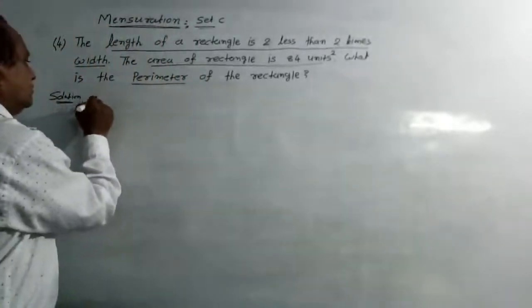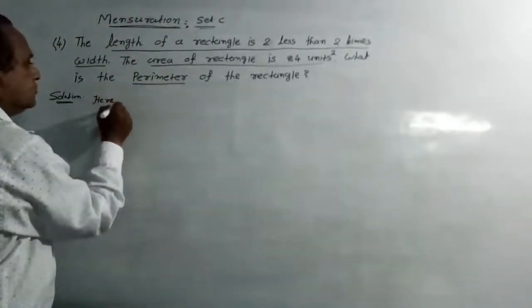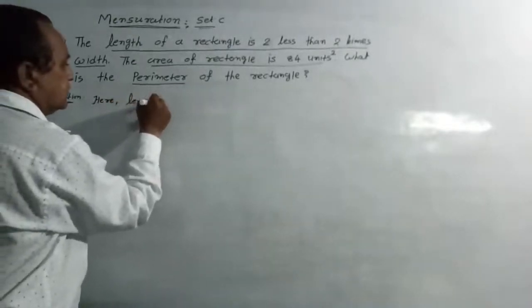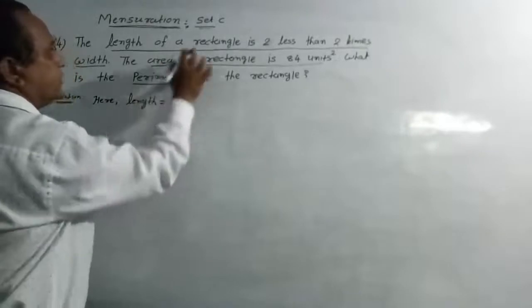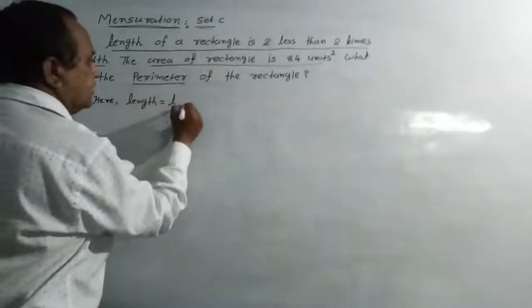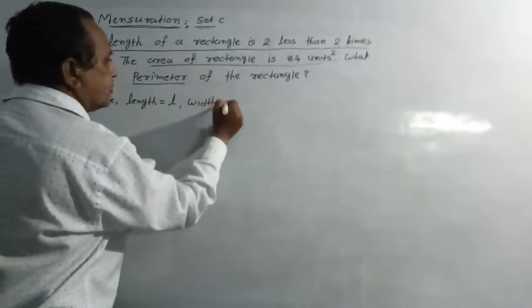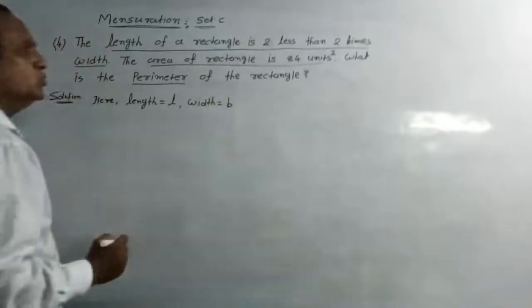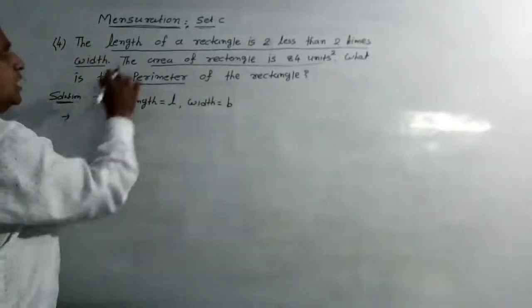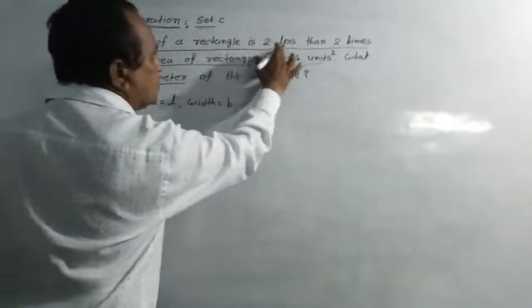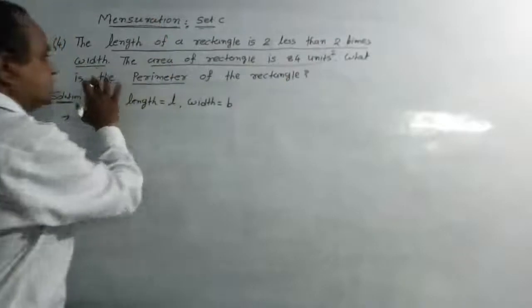Now here, length of rectangle is L and width of rectangle is equal to B. Now length of a rectangle is 2 less than 2 times width.